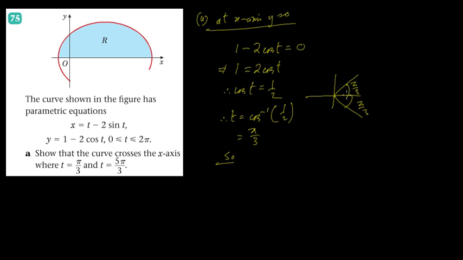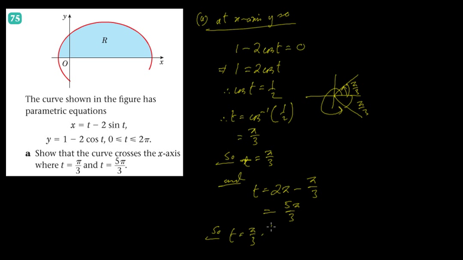So the first angle is going to be t equals pi by 3, and for the fourth quadrant it's going to be t equals 360, which is 2 pi in radian format, minus pi by 3. That means 6 pi minus pi is 5 pi, so this will be 5 pi by 3. So we found the values of t: t equals pi by 3 and t equals 5 pi by 3. So this is done.